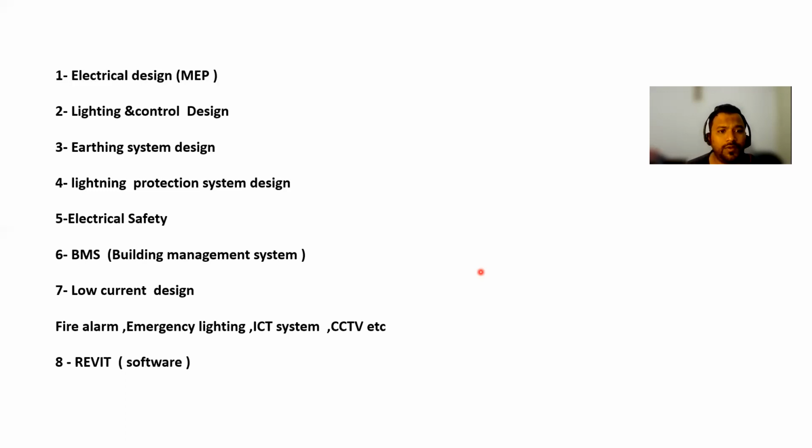Next, a few softwares I mentioned. Revit, this is a very important software we have to learn. And ninth one is BIM. This is also an important software we have to learn. Revit is used for design, and BIM is a modeling software. Those are very important softwares. These are the few technologies and courses which I am sharing in this video.